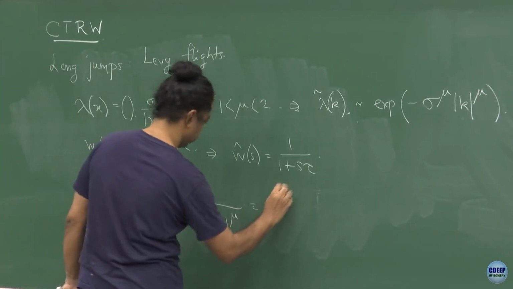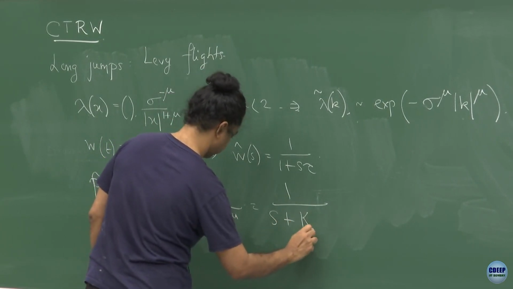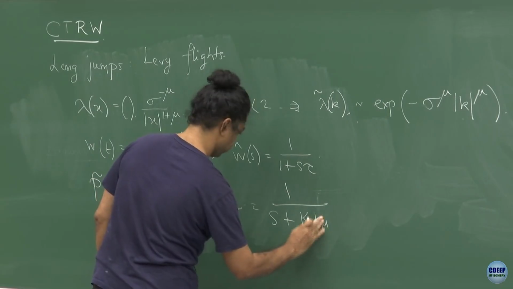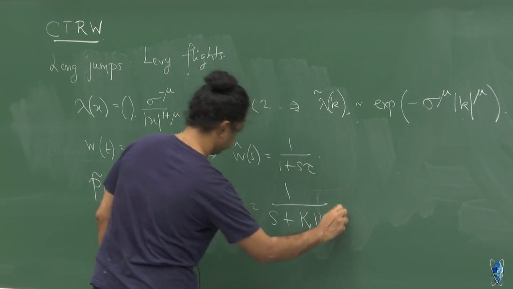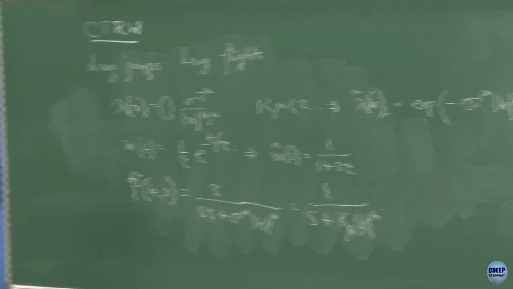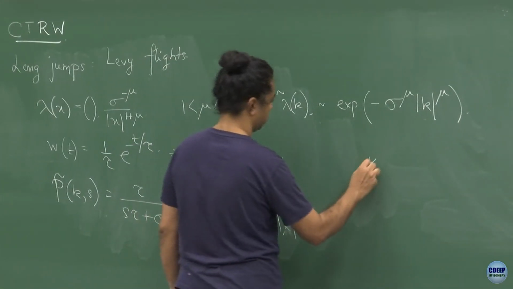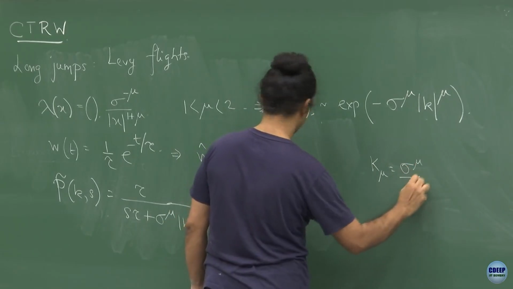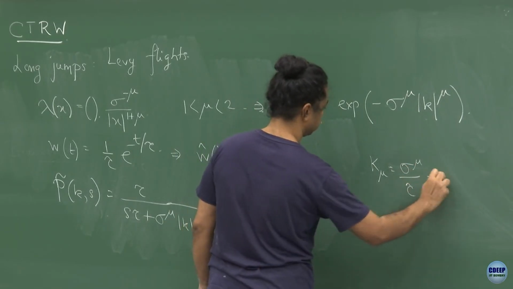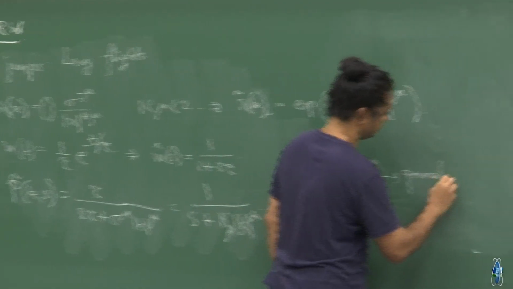Or in general, therefore, this is like S plus some k mu mod k to the power of mu, where this k mu is this sigma to the power of mu by tau, is like a generalized diffusion.